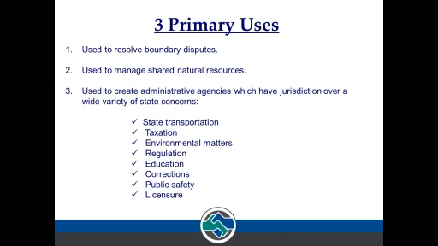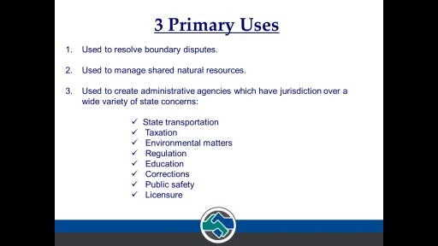In summary, compacts are currently used for three primary purposes. First, they are still, to this day, used to resolve boundary disputes, not between colonies, but between the states of the United States. And frequently, those boundaries change. When I was in the Attorney General's office in Kentucky, we had a dispute with the state of Ohio over where the boundary between Kentucky and Ohio existed as concerns the Ohio River.